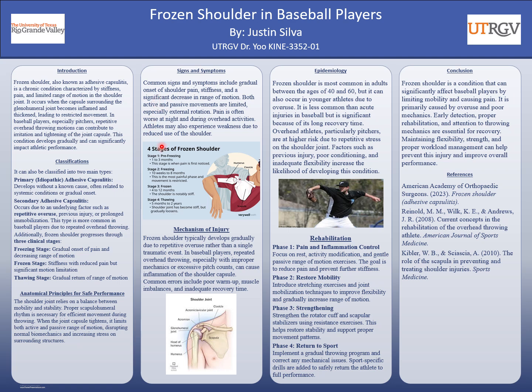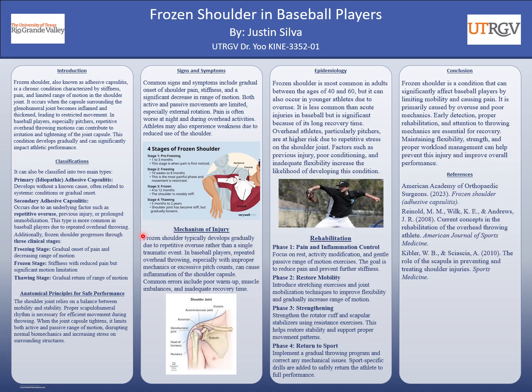Signs and symptoms. Common signs and symptoms include gradual onset of shoulder pain, stiffness, and significant decrease in range of motion. Both active and passive movements are limited, especially external rotation. Pain is often worse at night and during overhead activities. Athletes may also experience weakness due to reduced use of the shoulder.